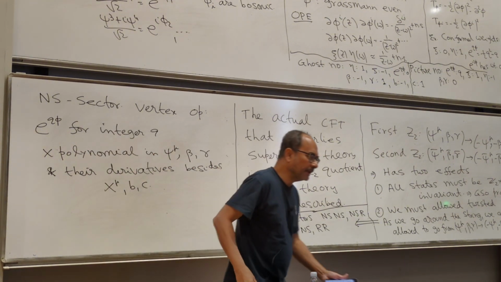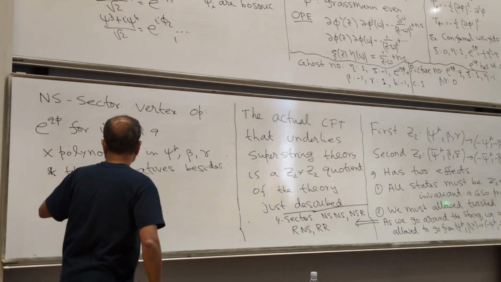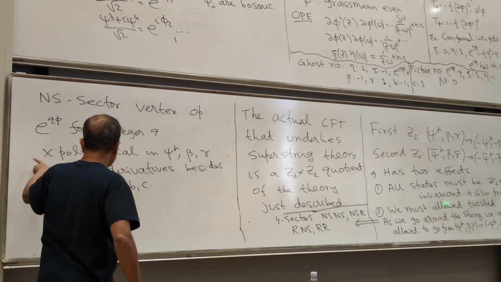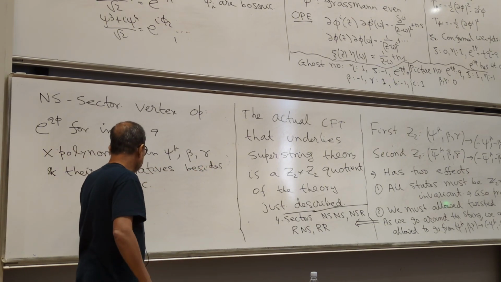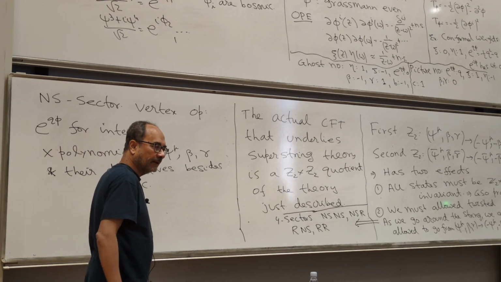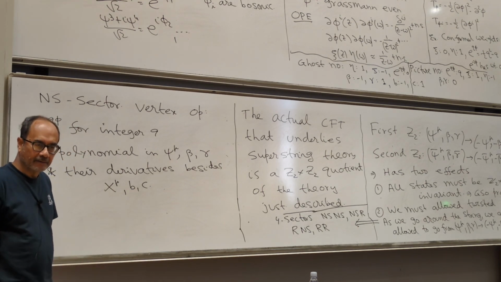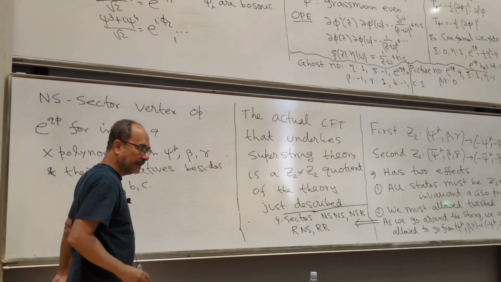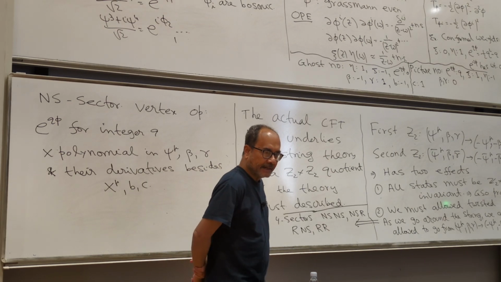The only place where you have to be a little careful is for the new fields. So NS sector states will be of the form e to the q phi for some integer q times a polynomial in psi, beta, gamma and the derivatives of these, and of course you can use all of the operators that we had used for bosonic string theory, like e to the ik dot x, derivative of x, and so on. So a general vertex operator will be given by products of all these, evaluated at 0 and acting on the vacuum. That's the state. That's an NS sector state.